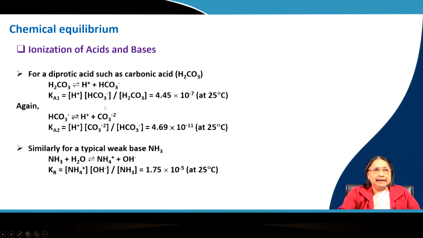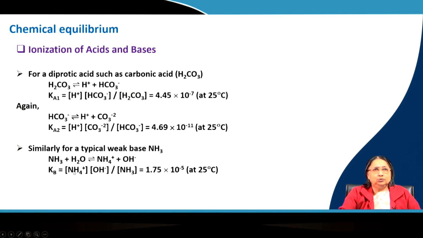Now, when the second deprotonation occurs from the bicarbonate ion, this bicarbonate ion will give H plus ion plus carbonate ion, and in that case Ka2 can be written by this expression, and the value of Ka2 is 4.69 into 10 to the minus 11. It is very low, and when we determine the pKa, it is seen that it is in the alkaline range.